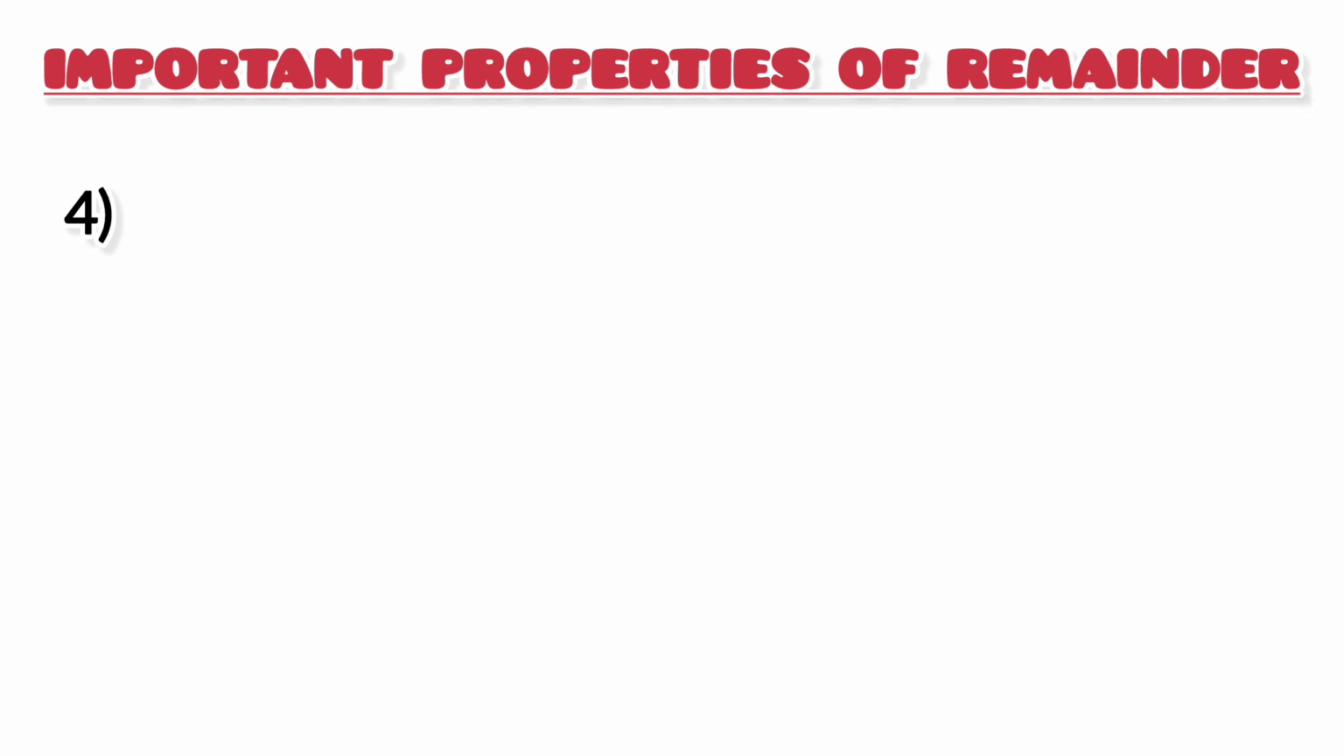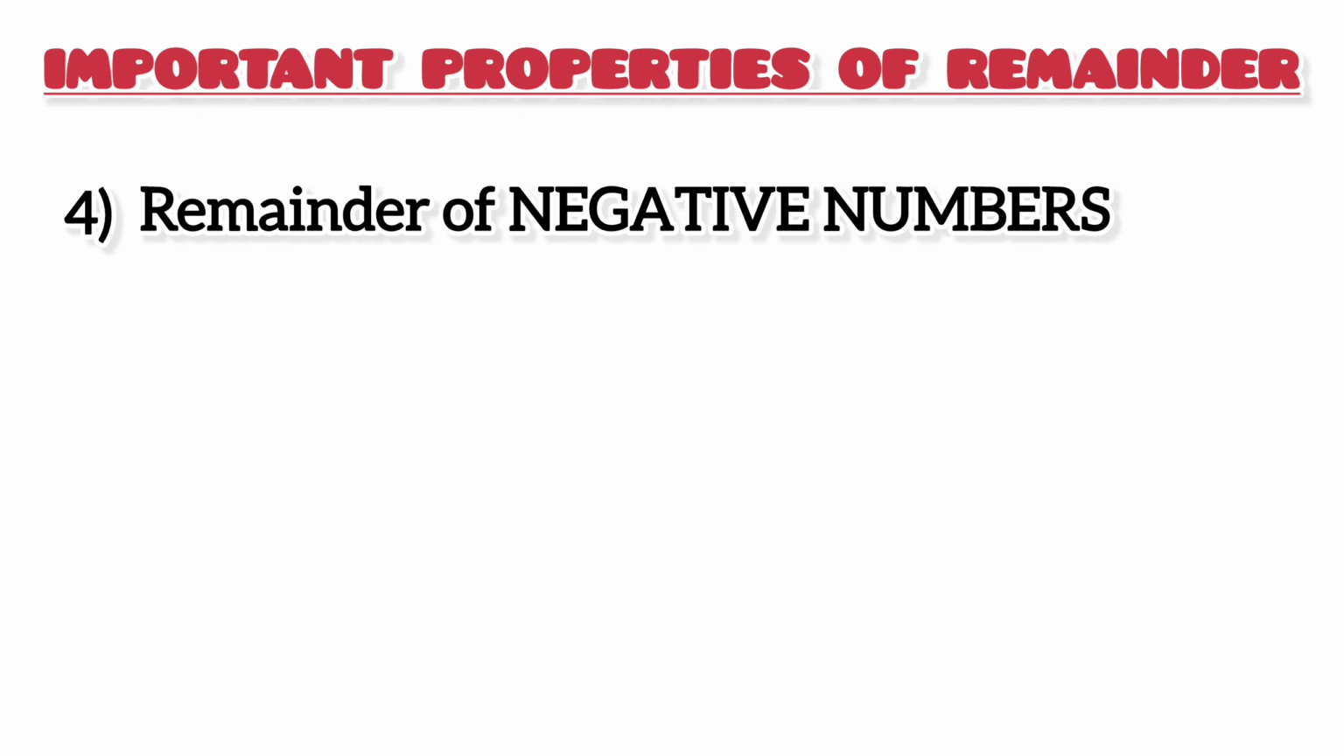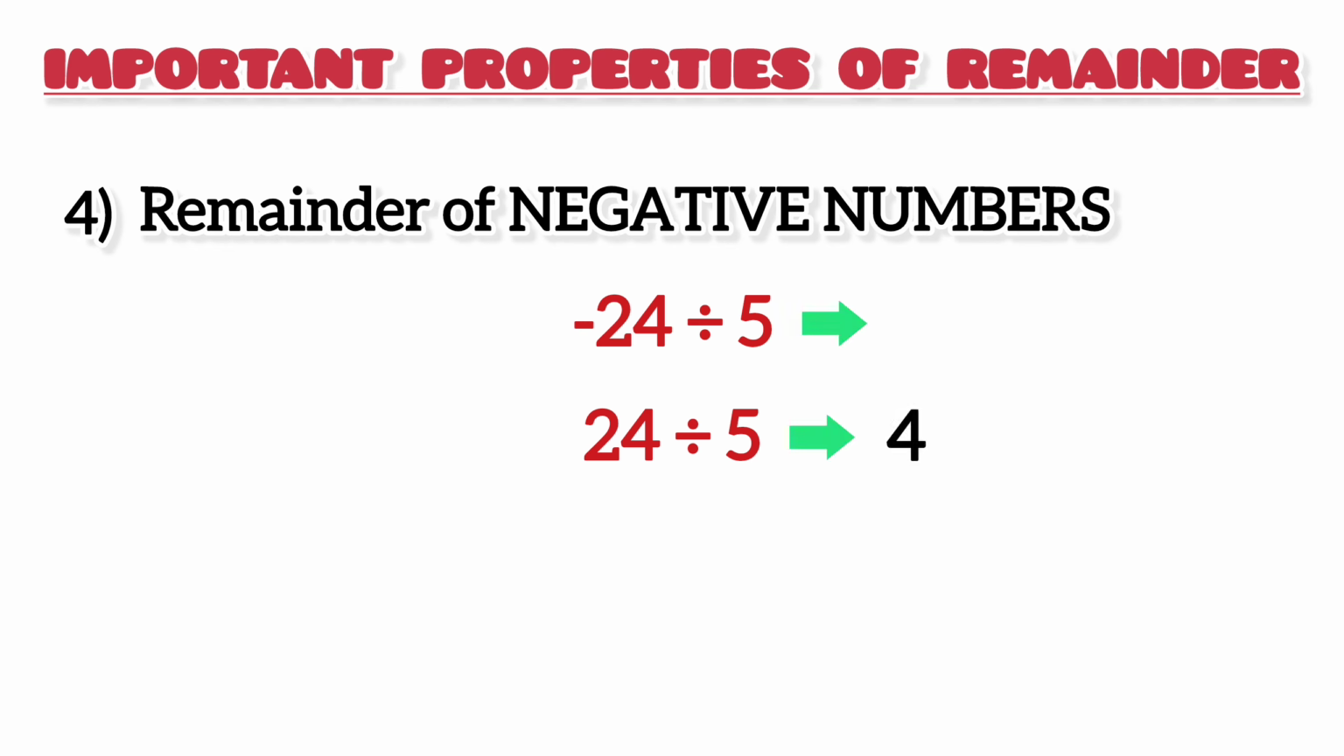Next, we'll talk about how to find the remainder of negative numbers in a simple way. Let's say you need to find the remainder when minus 24 is divided by 5. For a few seconds, forget about the negative symbol. Simply find the remainder when 24 is divided by 5. That is 4. So the remainder when minus 24 is divided by 5 will become 5 minus 4. That means 1.